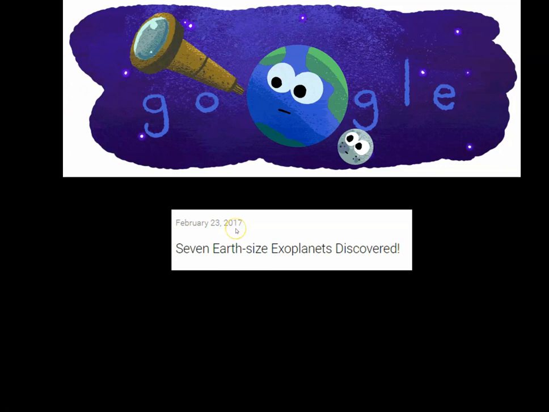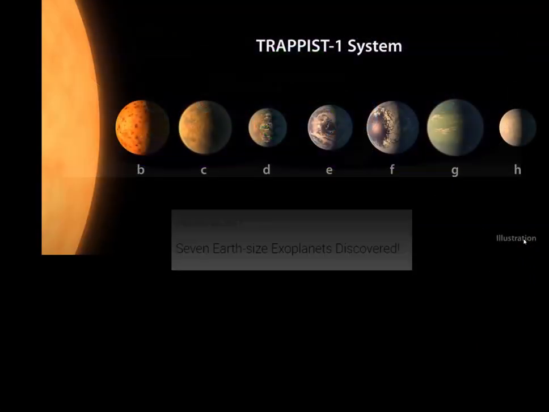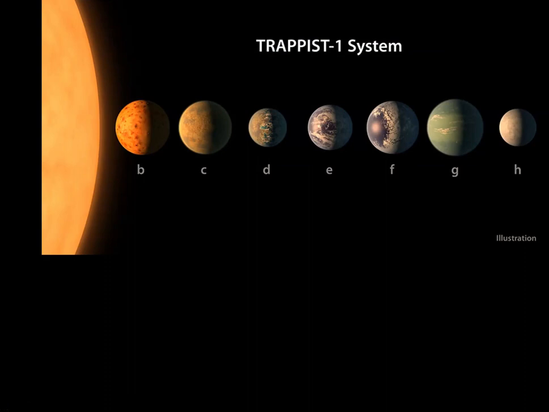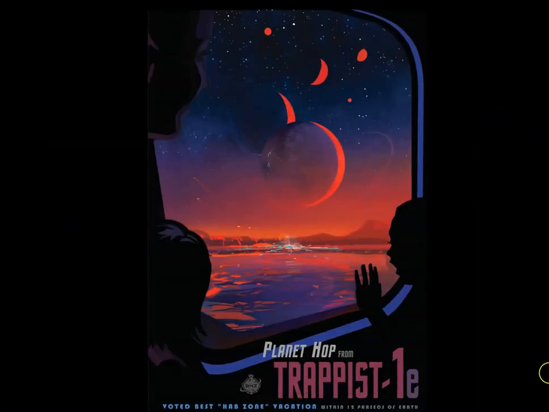February 23rd, 2017, 7 Earth-sized exoplanets were discovered and made the Google Doodle of the day, and that's the TRAPPIST system. The illustration of the planets there isn't accurate for distance. Like so many astronomy pictures, illustrations, we like to put everything at a glance, in one glimpse. So the sizes relative to each other are correct. And to look at the potential of a travel poster for the TRAPPIST system.